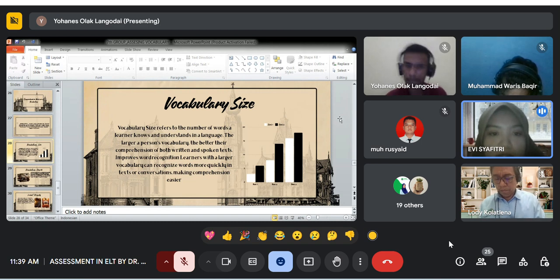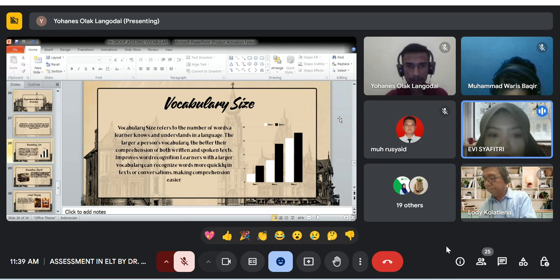Okay, the first one is vocabulary size. The number of words a learner knows. Larger vocabulary size generally improves comprehension. Vocabulary size refers to the number of words a learner knows and understands in a language. The larger a person's vocabulary, the better their comprehension of both written and spoken text.